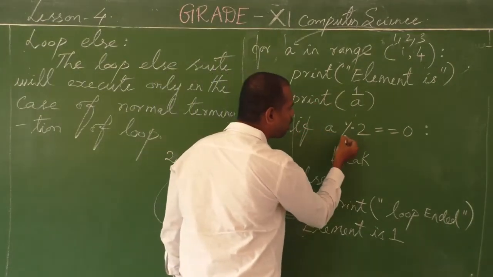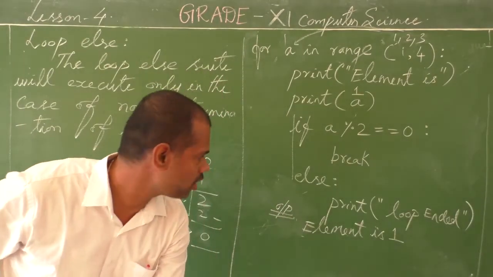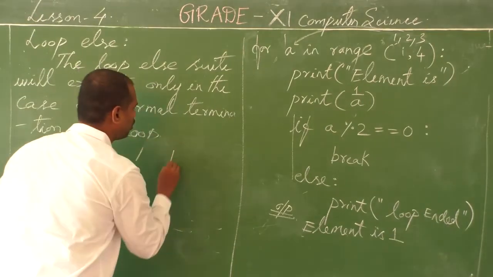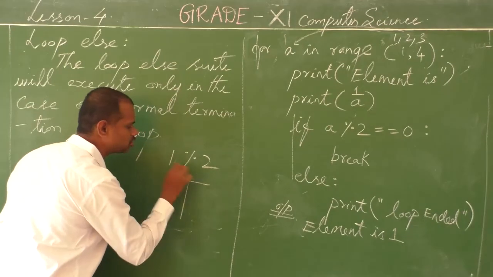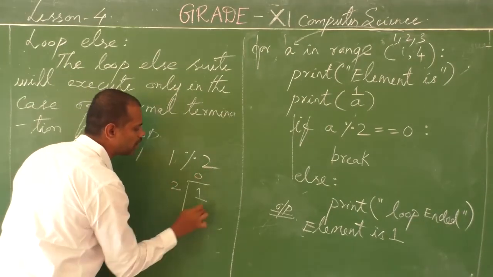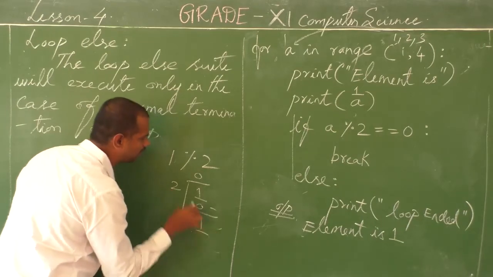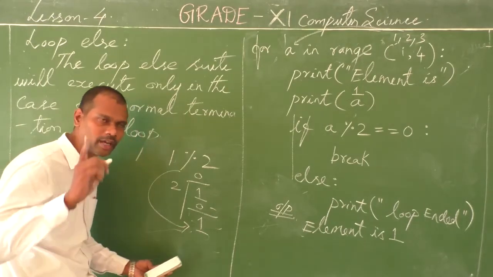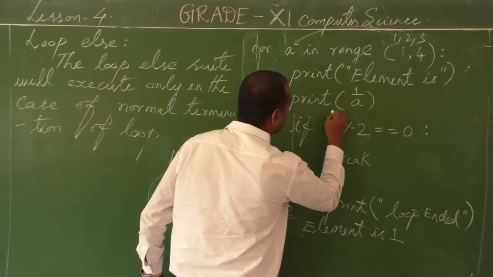If A modulus of 2, I already told you, A modulus of 2 means what? 1 modulus of 2. That means 1 should be inside and 2 should be outside. So 2 zeros are 0. The remainder is 1. The modulus will give you the remainder 1. Okay. So the ultimate value of this one is 1.